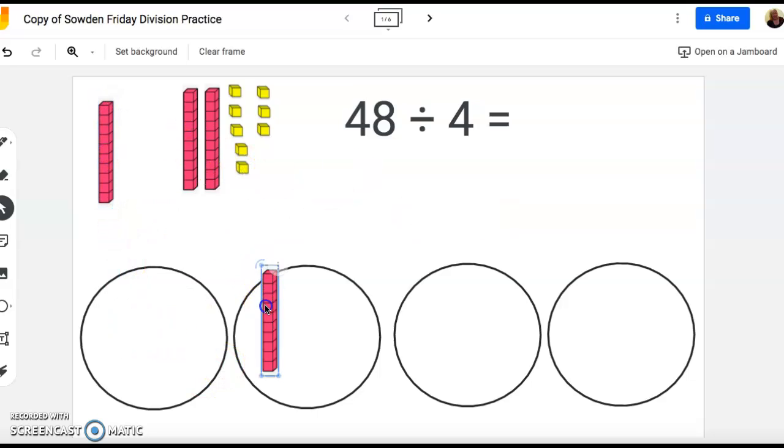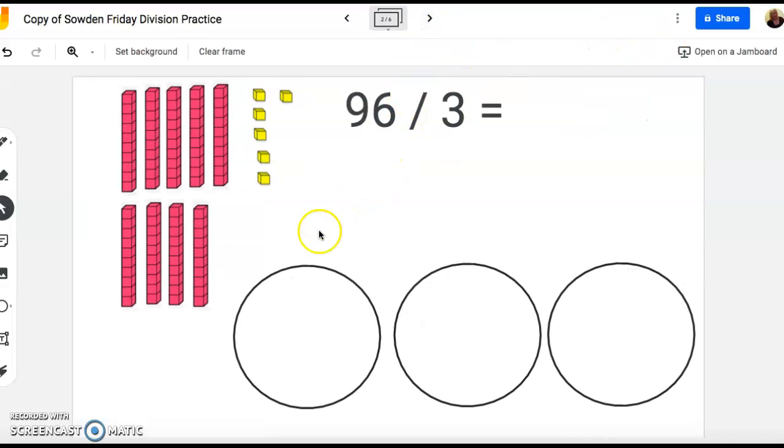So this is the number 48. 4 10s, 8 1s. So divide it up evenly between the 4 circles. On the next slide is the same thing, but if you look, it says 96 and then a slash 3. That slash also means divided. So 96 divided by 3.